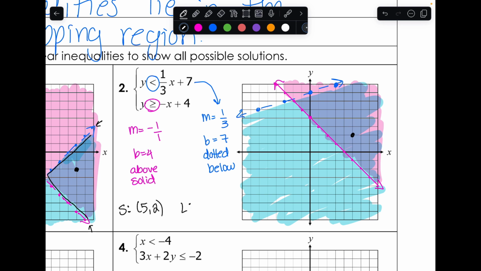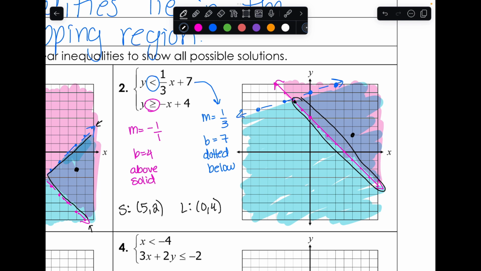Now, when we're looking for a solution from the solid line, again, we can only pick something that is part of this overlapping region or bordering it. So the only solid line options available are starting here at the coordinate and going all the way through. I'm going to pick 0, 4.